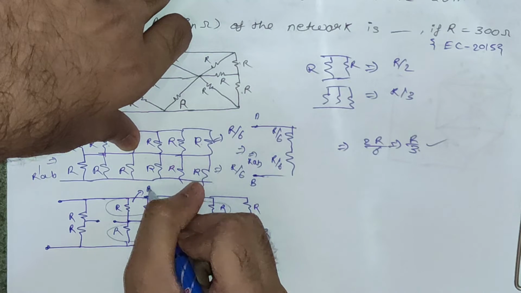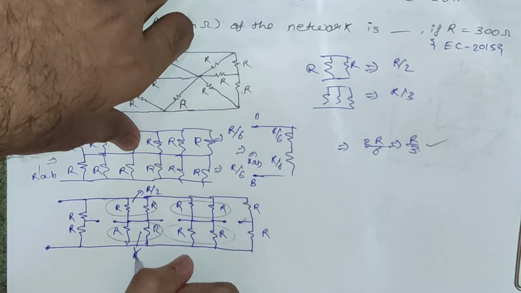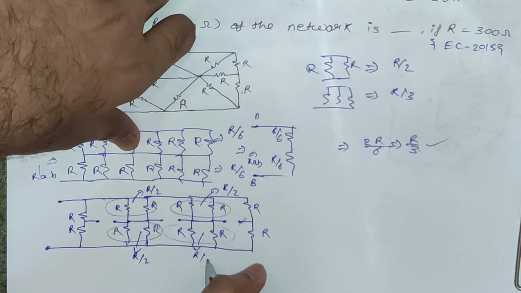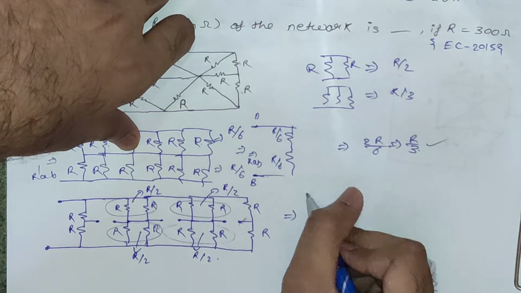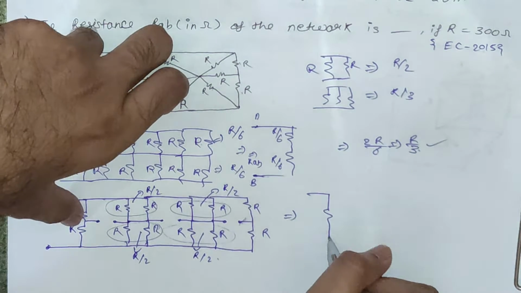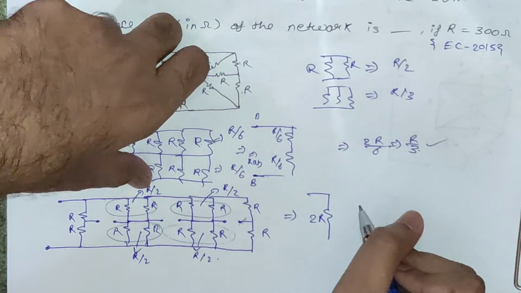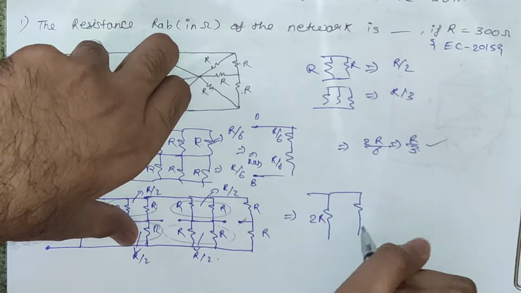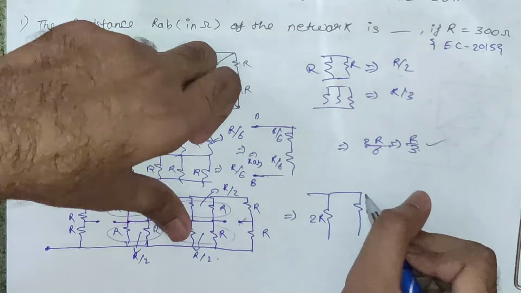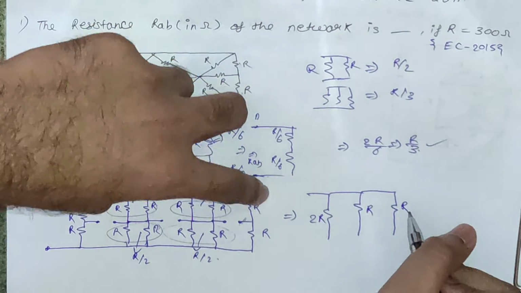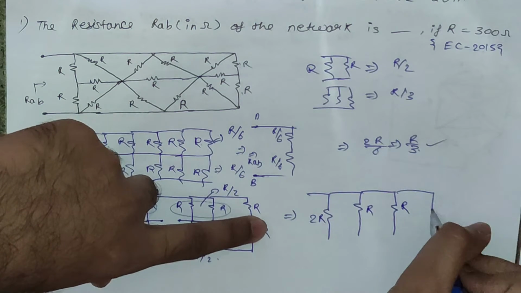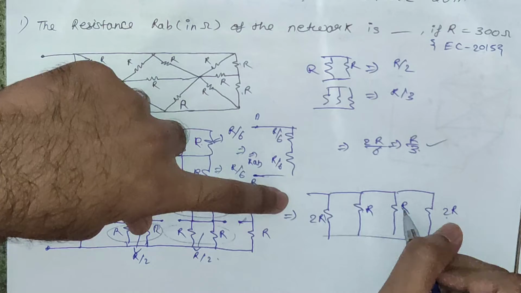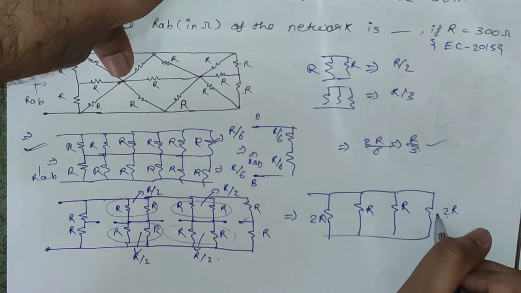So this will be equal to R by 2, this will be R by 2, this will be R by 2, this will be R by 2, right? Now the circuit becomes like this. R in series with R will be 2R. This is R by 2, R by 2, R by 2 in series with R by 2 will be R. R by 2 in series with R by 2 will be R. This R and R in series will be 2R. So now we get 2R parallel with R, parallel with R, parallel with 2R.